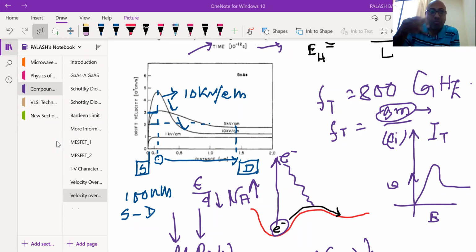So next day I'll start HMT. Once HMT is over, I'll come back and discuss how to fabricate a MESFET or HMT. I'll take only one example, either MESFET or HMT, because HMT is a modified version of MESFET. If you cover MESFET, you can fabricate HMT, or if you cover HMT, you can easily fabricate MESFET.